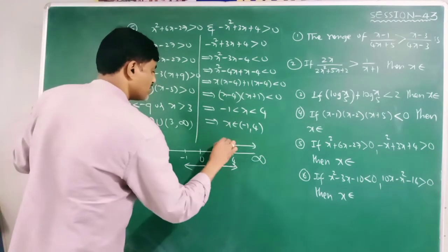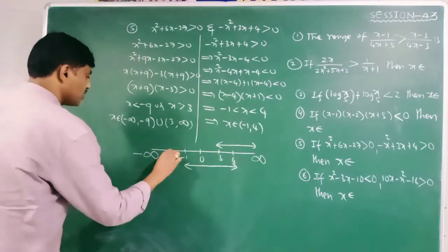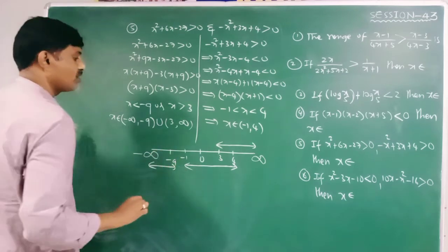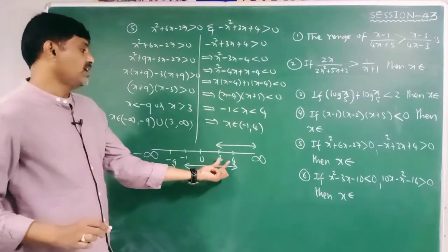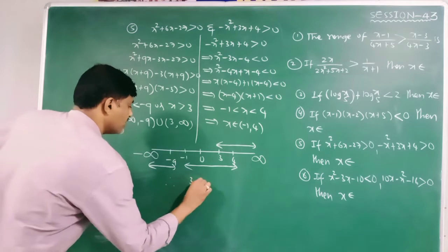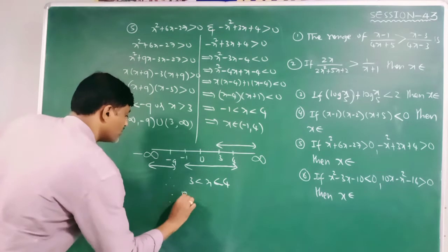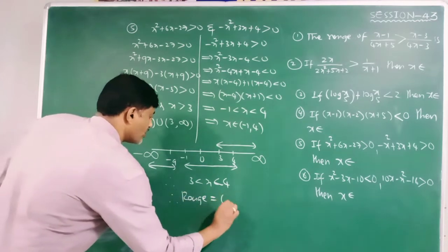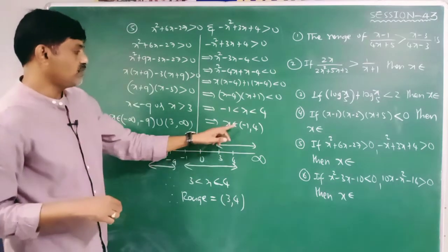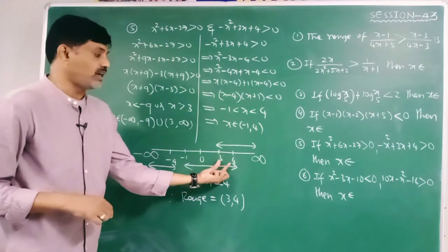3 to infinity, and the next one is minus infinity to minus 9. Somewhere here is minus 9, and minus infinity to minus 9. Very clear. What is common for this? Only 3 to 4. Therefore your answer is x lies between 3 and 4. Therefore the solution is 3 comma 4. One is minus 1 to 4, the other is 3 to infinity. What is the common portion? Very clear, 3 to 4.